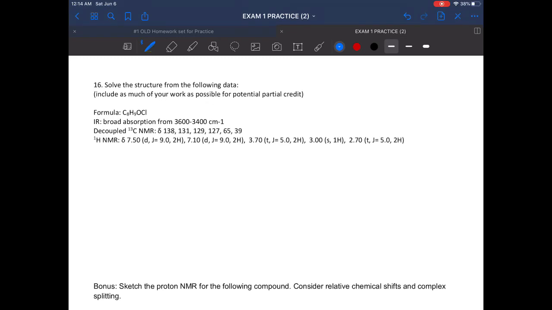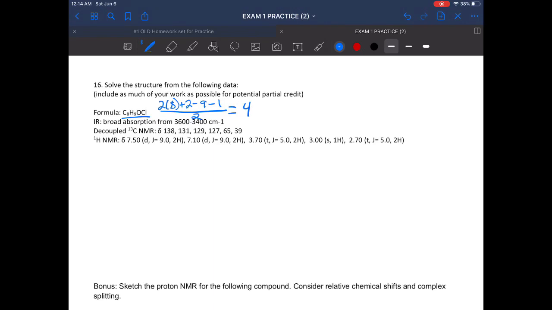So I'm going to start off, you guessed it, with degrees of unsaturation. 2 times 8 plus 2 minus 9, skip oxygen, minus 1 for the chlorine, divided by 2. So I've got 16, 17, 18, minus 9 is 9, minus 1 is 8. Okay, 4 degrees of unsaturation.